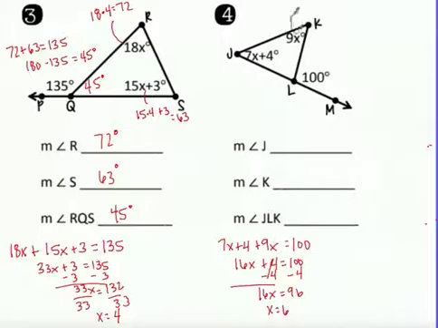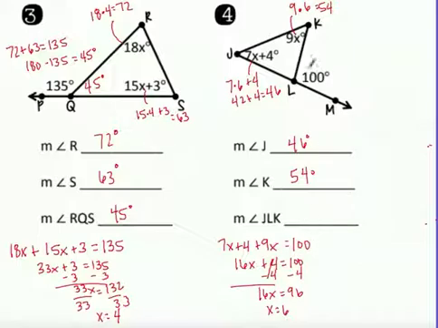So plugging back in, my k is going to be 9 times 6, which is 54. So k is going to be 54 degrees. And for j, I'd have 7 times 6 plus 4. 7 times 6 is 42. Plus 4 gives me 46. So angle J is going to be 46 degrees.